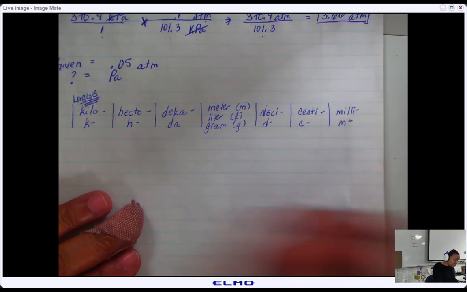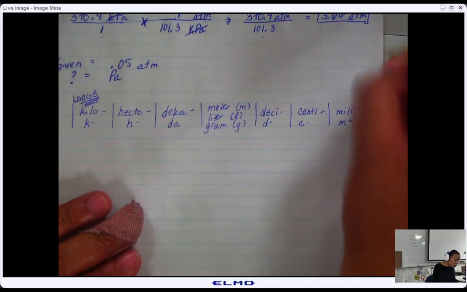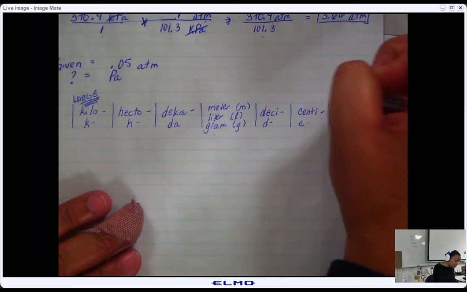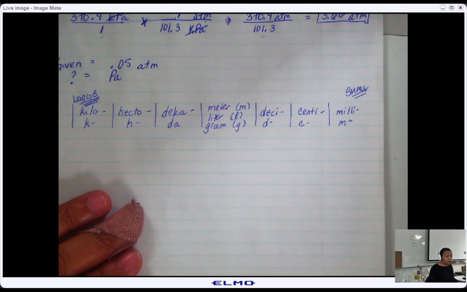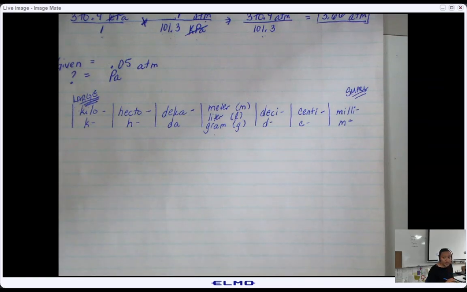Now, milli. When you go this way, you're getting smaller. This is the smallest unit. You're moving from big to small when you're over here. And again, everything is related by a power of 10. And when I say that you are relating by a power of 10, that means you are either multiplying or dividing by 10 to move from one unit to another, okay?